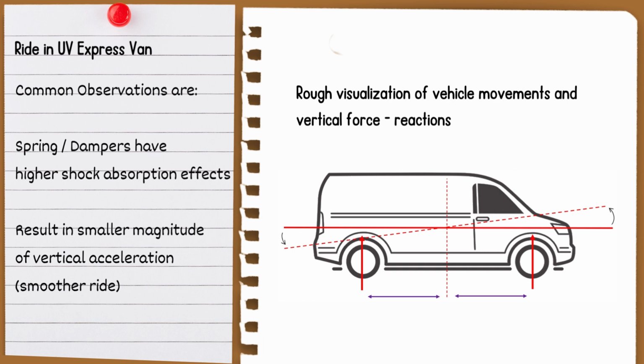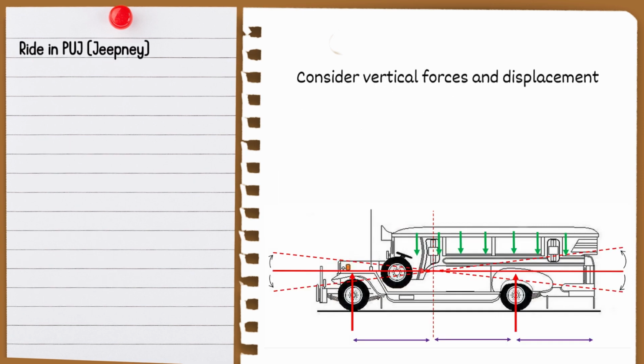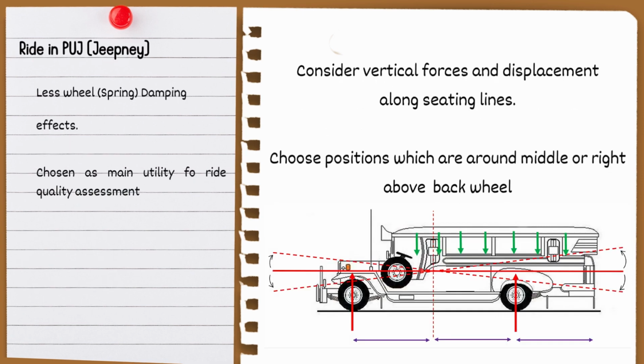Here is a rough visualization of vehicle movements and vertical force reactions. Jeepneys have less wheel and spring damping effects. This is also chosen as the main utility for ride quality assessment. Consider vertical forces and displacement along seating lines. And then, choose positions which are around middle or right above back wheel.